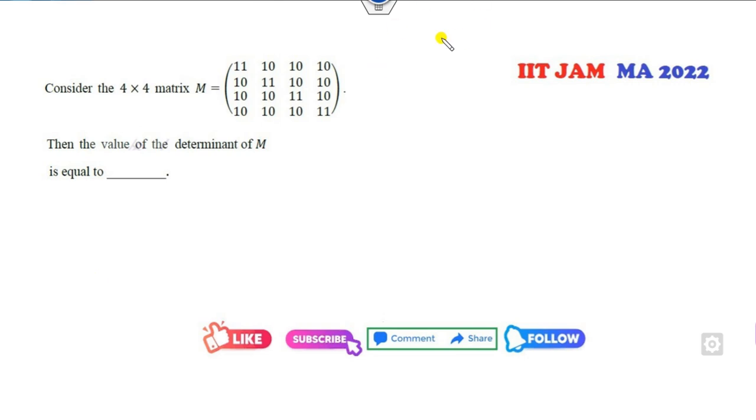Okay. Again, it's a matrix. So whenever you have a matrix, always think about the eigenvalues. It has 4, so you have the 4 eigenvalues. And how can you find the determinant? You can find the product of the eigenvalues.